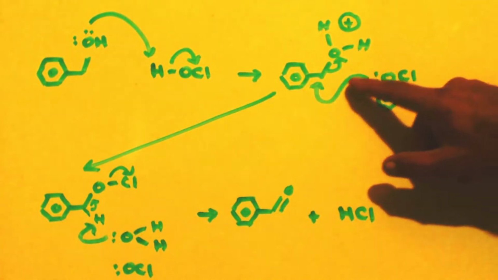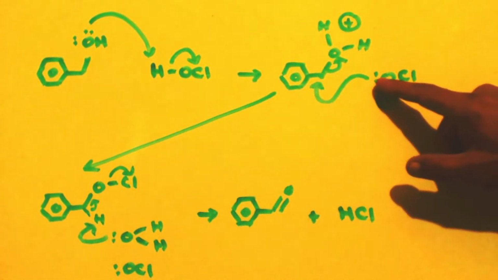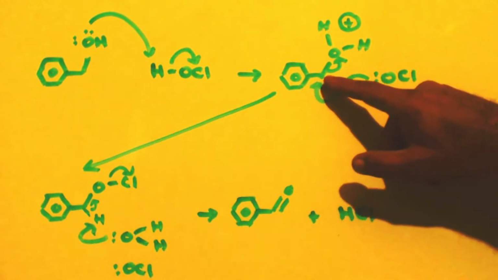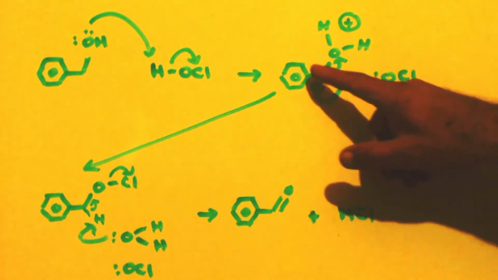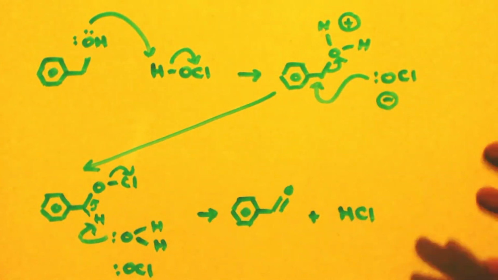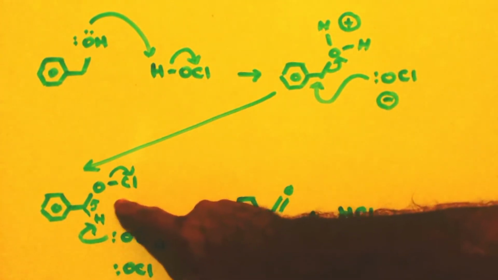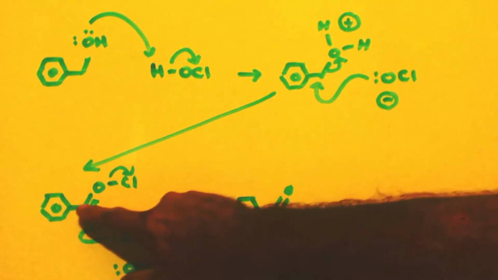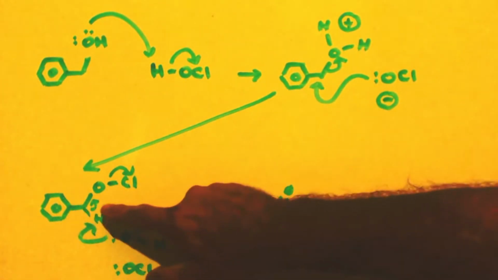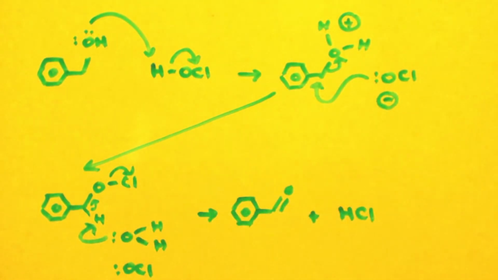So anyways, you're just doing an SN2 reaction. The negative OCl comes in, boom, and pushes off the water group, because it's such a great leaving group. The water group leaves neutral, leaving this positive, and a positive and a negative makes a neutral. So you have a neutral benzyl group connected to an OCl.